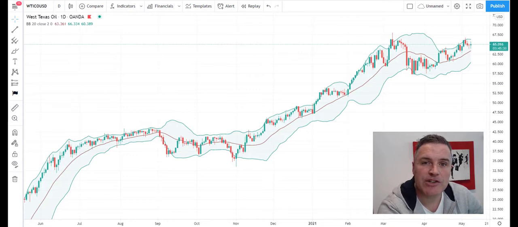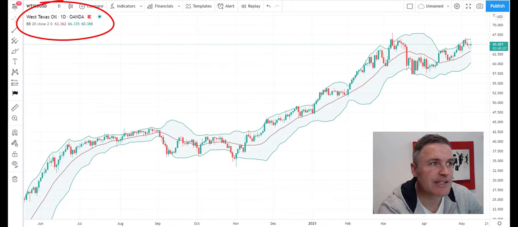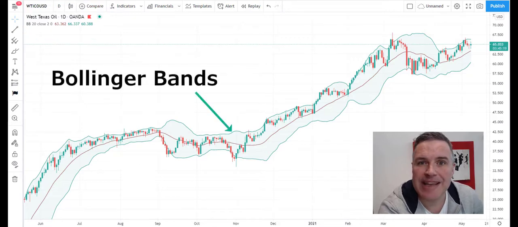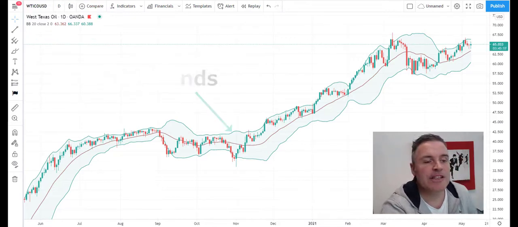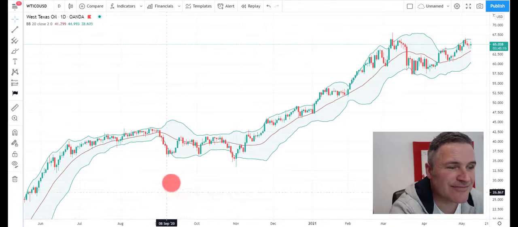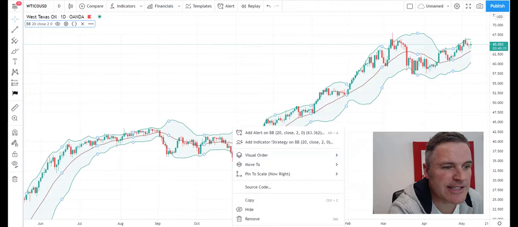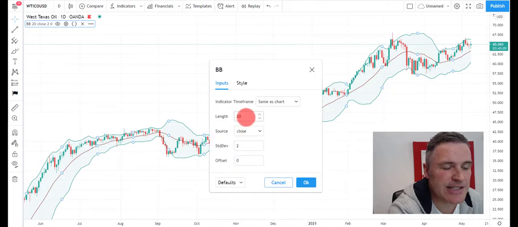So we're in TradingView, and I brought up a chart of WTI crude oil. It's a daily chart, and as you can see, I've put the standard Bollinger Bands on the chart. Now, this is where the fun begins. We just have our standard setup, and if we click on the settings, it's just the 20 length period with the 2 standard deviation.